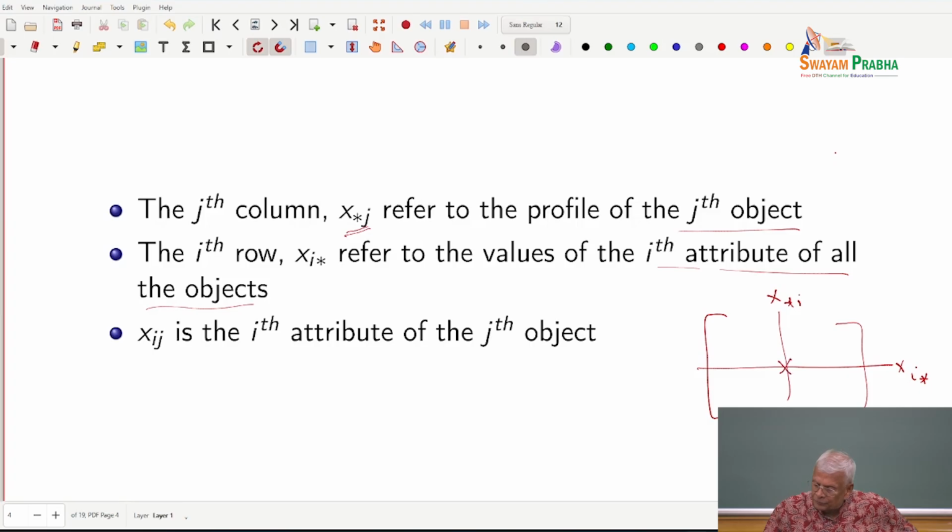Xij is the ith attribute of the jth object. Please understand, the first index refers to the attribute, the second index refers to the object. So Xij refers to the ith attribute of the jth object.